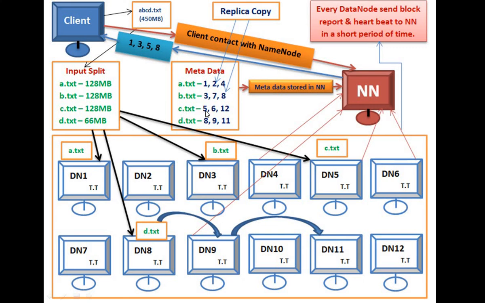The c.txt file is stored on DataNodes 5, 6, and 12. The d.txt file is stored on DataNodes 8, 9, and 11. In this way, the NameNode has the information about the file abcd.txt, that is, where this file's input splits have been stored and on which DataNode.